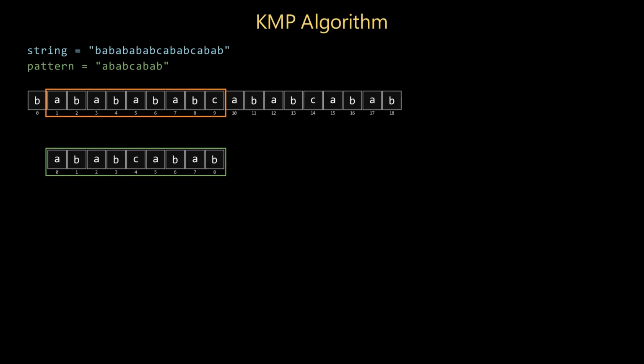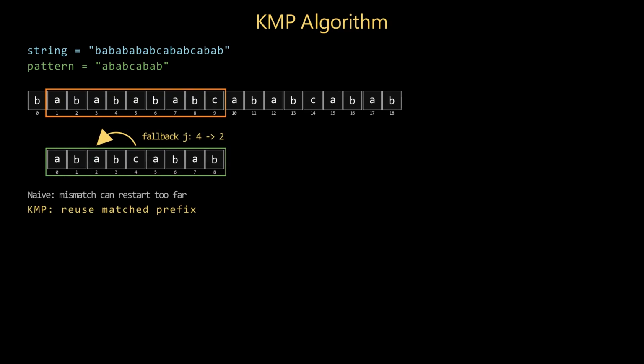KMP solves substring search. Given a text and a pattern, we want every starting index where the pattern appears. A naive search can repeat work. At start 1, it first matches AB. Then the match fails: the pattern expects C, but the text has A.